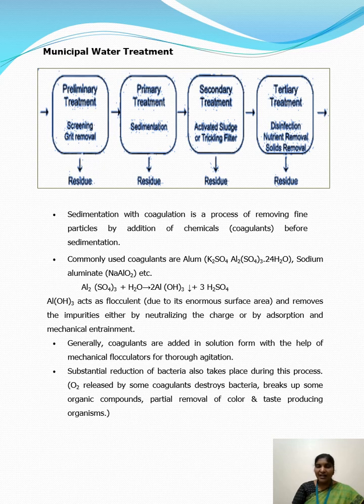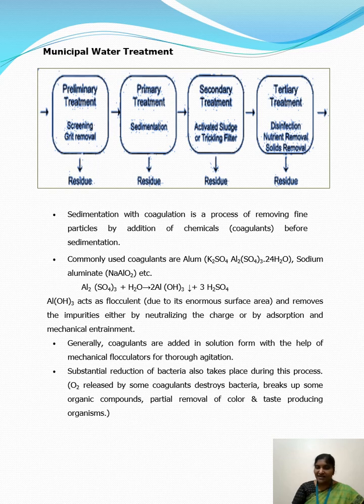So, apart from allowing water to settle down for some time, we need to do something to make water get purified and make it get clear of its impurities. So we adopt a technique called coagulation. Sedimentation with coagulation is a process of removing the particles present in water by addition of certain chemicals called coagulants before sedimentation. There are a number of coagulants that can be practically employed.